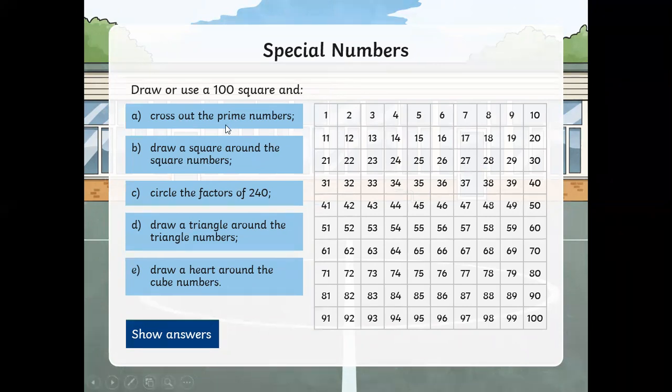So A says cross out the prime numbers. So I'm not going to do all of them, but we'll start by crossing out the prime numbers. That's pretty simple. And then it says draw a square around the square numbers. Circle the factors of 240. You'd have to calculate those. Draw a triangle around the triangle numbers.